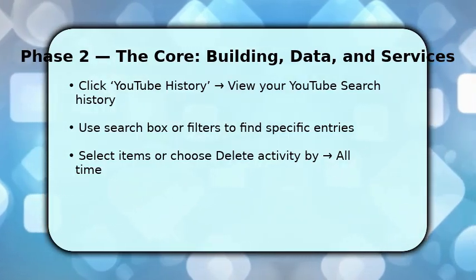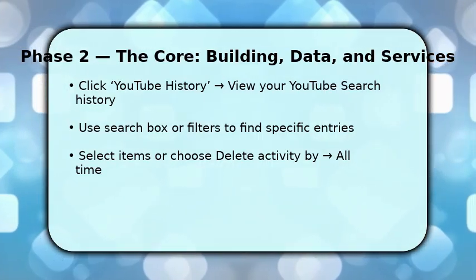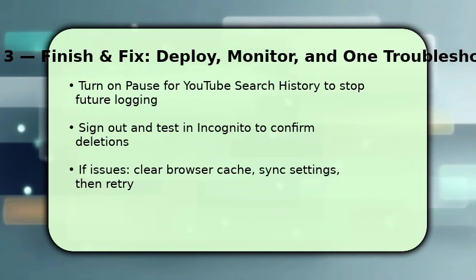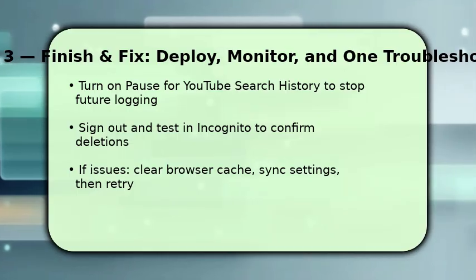Make sure you review what you're deleting. Once confirmed, the action is immediate for that account. Finish by pausing future recording. Enable pause on the YouTube search history toggle so new searches aren't saved. Then sign out and test in a private window to confirm previous deletions took effect and recommendations updated.